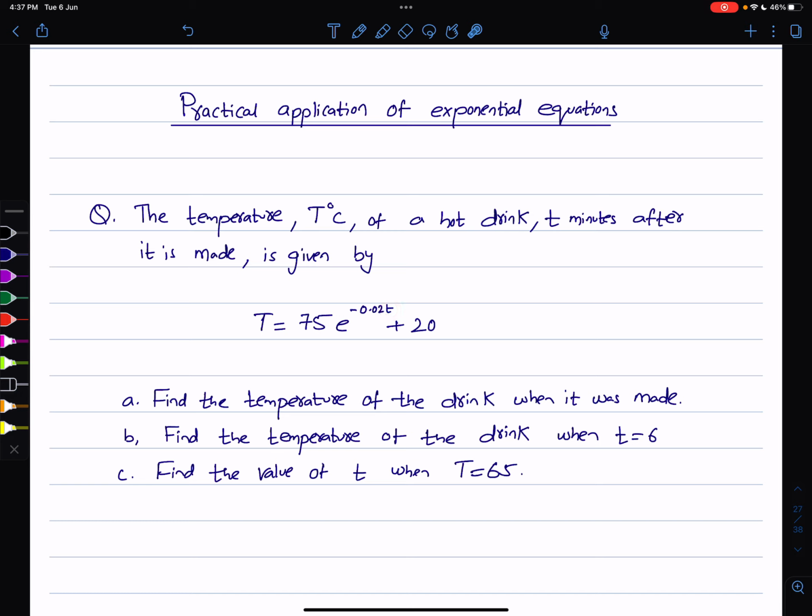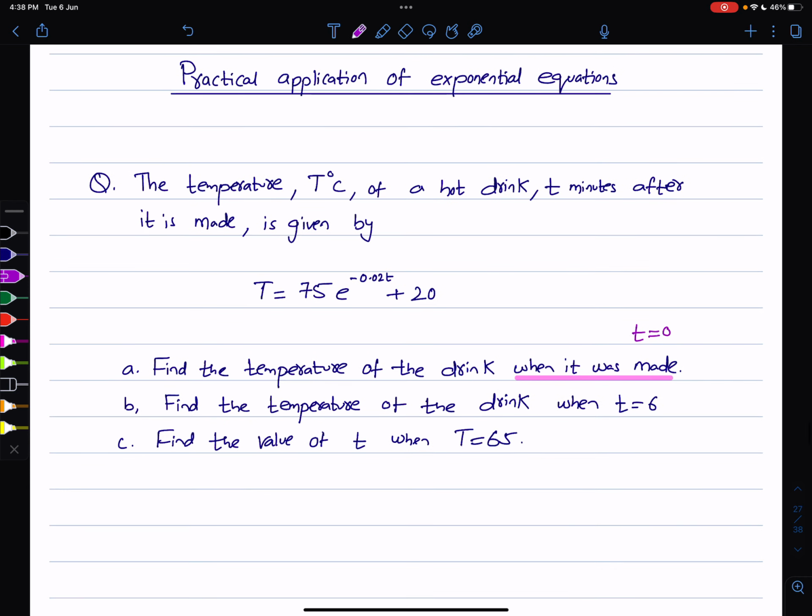We need to find the temperature of the drink when it was made. Now, this equation models the temperature of the drink after it was made. After it was made, we need to find the temperature of the drink when it was made. So, this indicates that we are talking about the initial time, that is 0. So we have to find the temperature when t is 0.